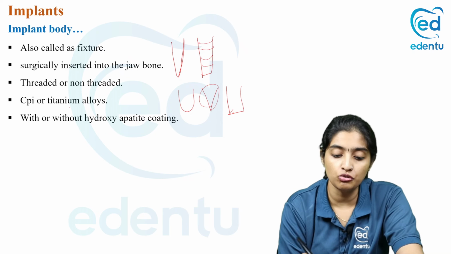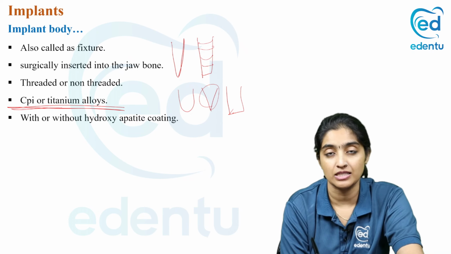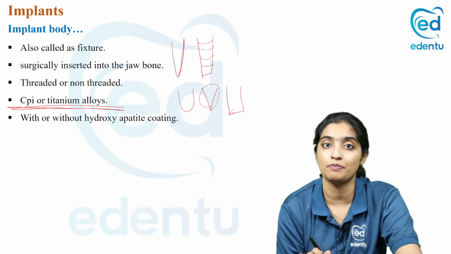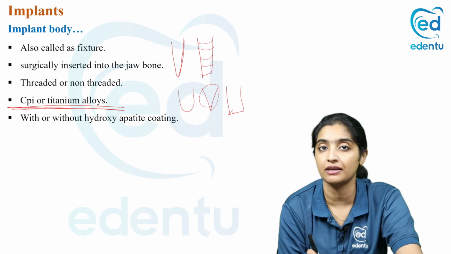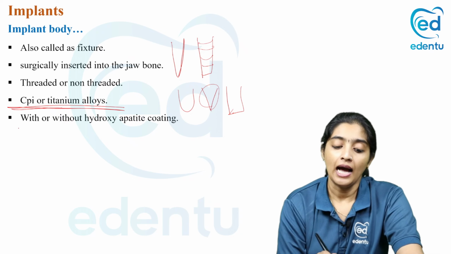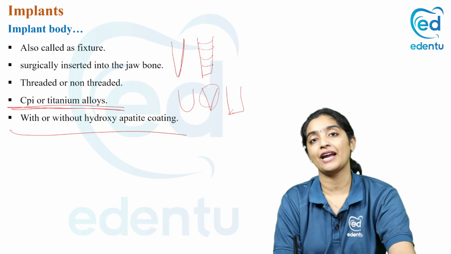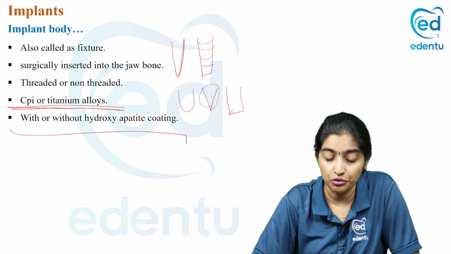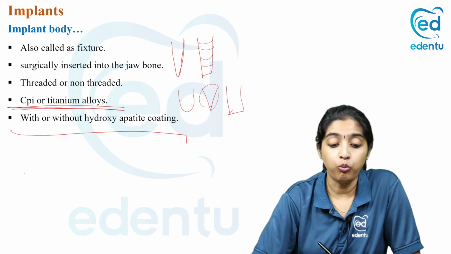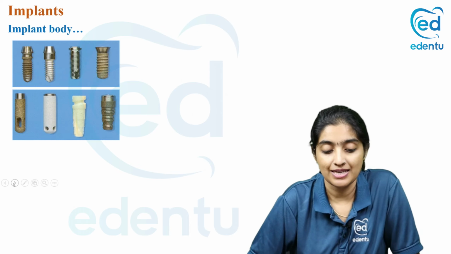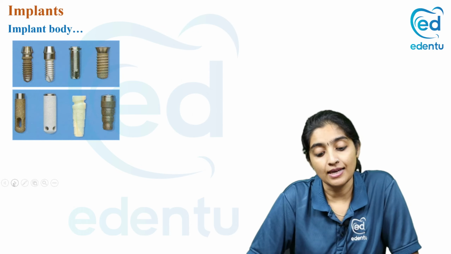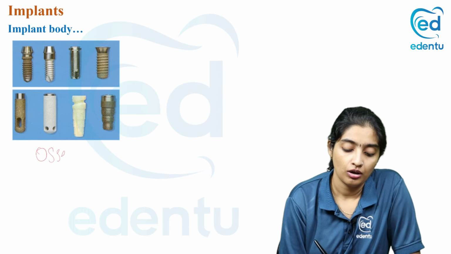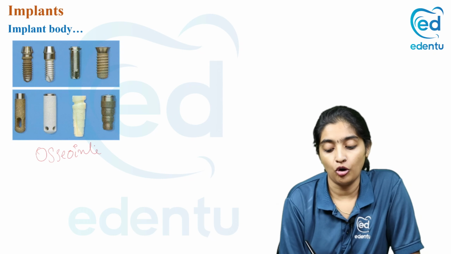Most commonly used is titanium and titanium alloys, rather than pure titanium. Titanium alloys, especially type 4, are used because they are better in strength. Again, with or without hydroxyapatite coating depends on the surface treatment that you're going to do. Why titanium? Because titanium has this property of osseointegration.